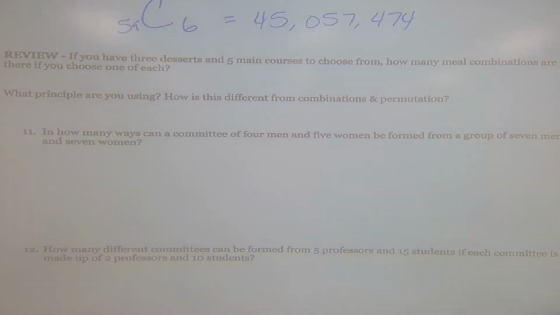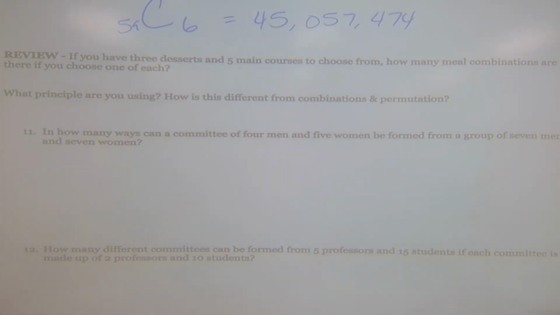Okay, quick review. If you have 3 desserts, now we're changing gears. This is review. We're changing gears. If you have 3 desserts and 5 main courses to choose from, how many meal combinations are there if you choose one of each? Now, the word combination is in the problem, but is this a combination problem?